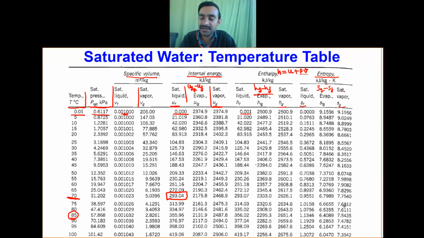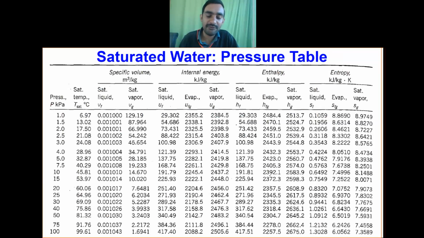Okay, so for example, here if you know the temperature and you know whether your state is saturated liquid or saturated gas, you can simply determine the values of all the properties. Similar to this temperature table, we have one more table, which is referred to as the saturated water pressure table. In this table, instead of temperature, our first entry is pressure, and for different values of pressure, all the properties are specified.